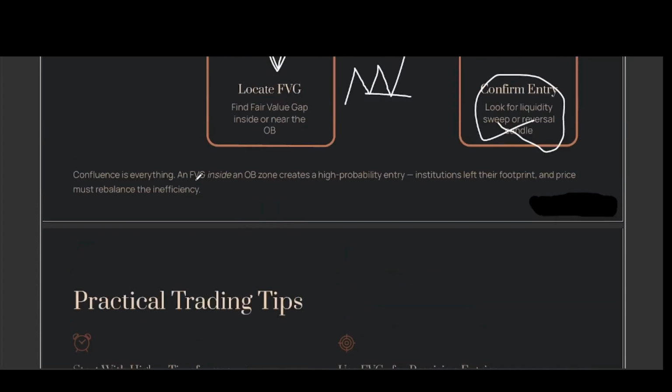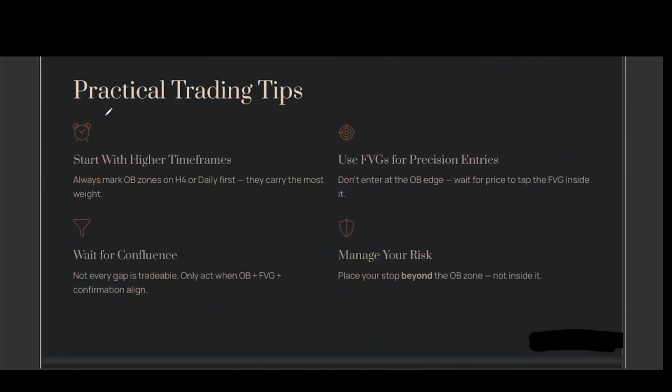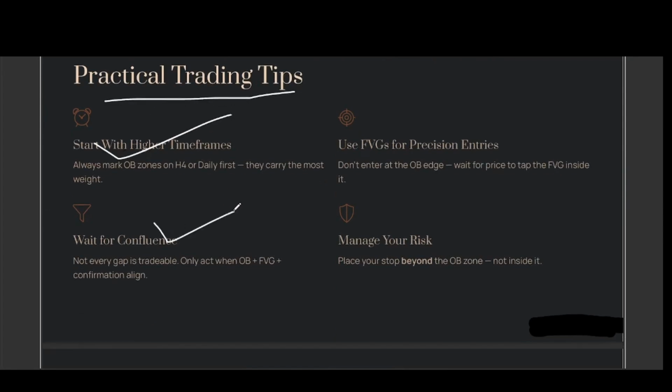And a fair value gap inside an order block zone creates a high probability entry. This is an A++ setup if you find this. It generally happens frequently. Now, practical trading tips. Start with higher time frame and then go to lower. Wait for confirmation, or act only when you find order block plus fair value gap.